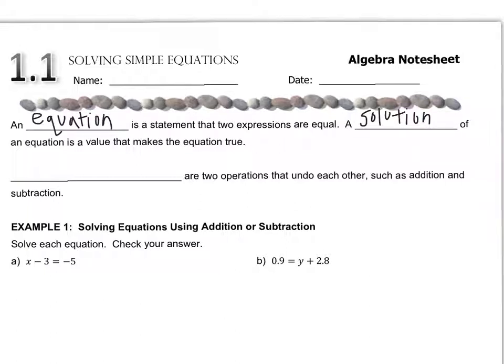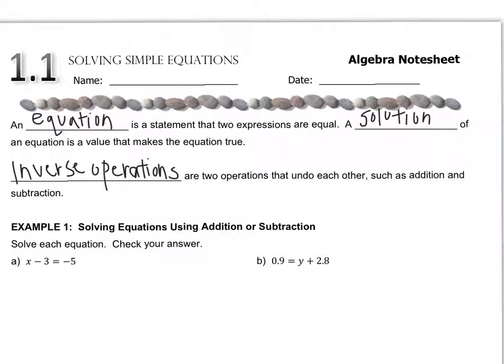This is a phrase you might have heard before, inverse operations. What are inverse operations? There are two operations that undo each other, like addition is the opposite or inverse of subtraction. Hopefully you also know that multiplication is the inverse of division and vice versa. And we're going to look at some other inverse operations this year as well.